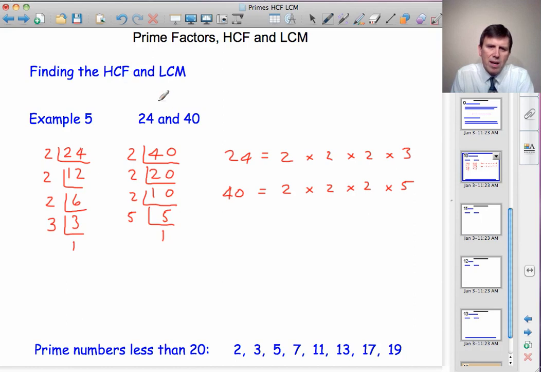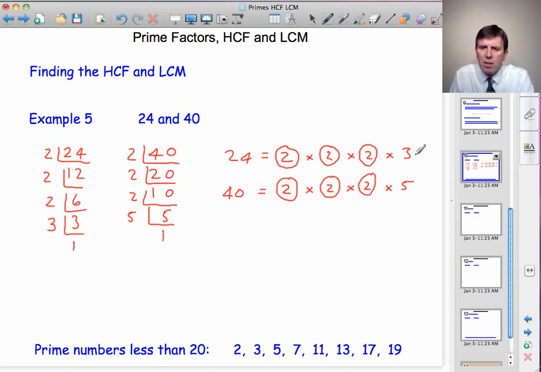Now I want to find the highest common factor. So I'm looking for factors that are common to both 24 and 40. What can we see? Well, I can see there's a 2 there, which is also in 40. I can find another 2 because there's another 2 in 40. And yet again I can find another 2 because there's a 2 in 40. So they've got those 3 factors in common. I can't choose 3 because there's no 3 in 40, and I can't choose 5 because there's no factor of 5 in 24.